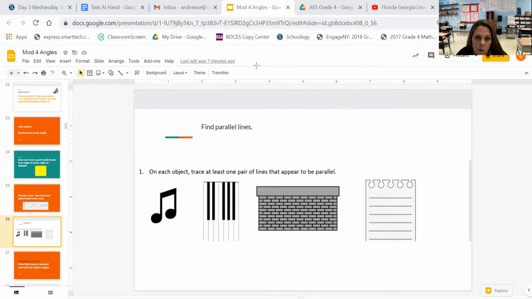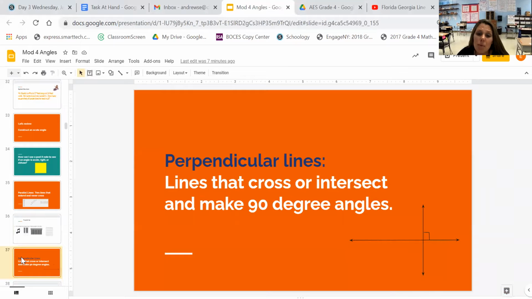All right, we're going back to our foldable. Our next one is perpendicular lines. So perpendicular lines, they're lines that cross or they intersect, right?